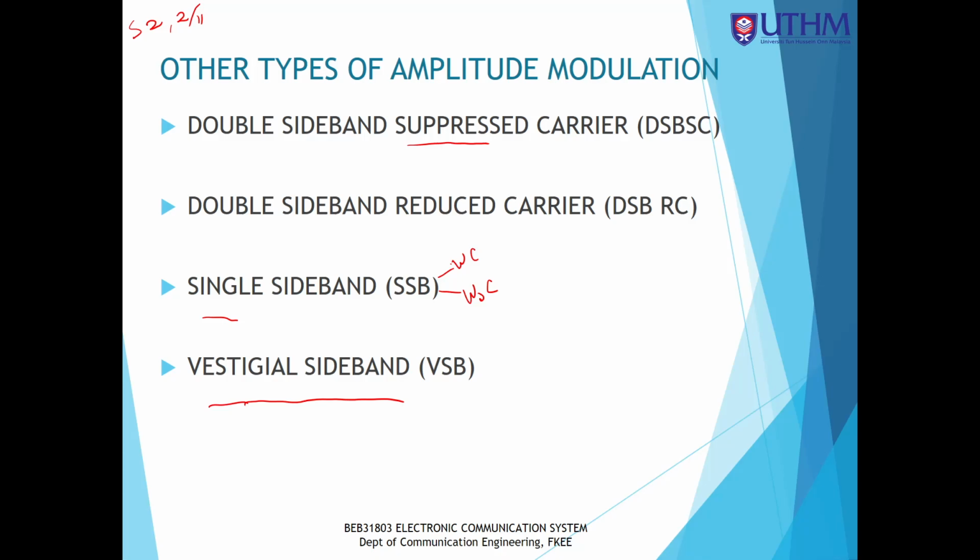And about the bandwidth, the distance of the upper sideband and the carrier is not the same as the distance from the lower sideband to the carrier. So the bandwidth is not 2 FM. The bandwidth is less than 2 FM. So how does the spectrum look like?